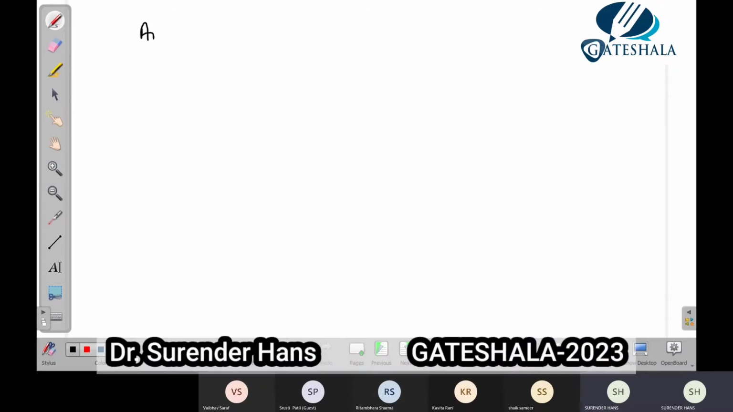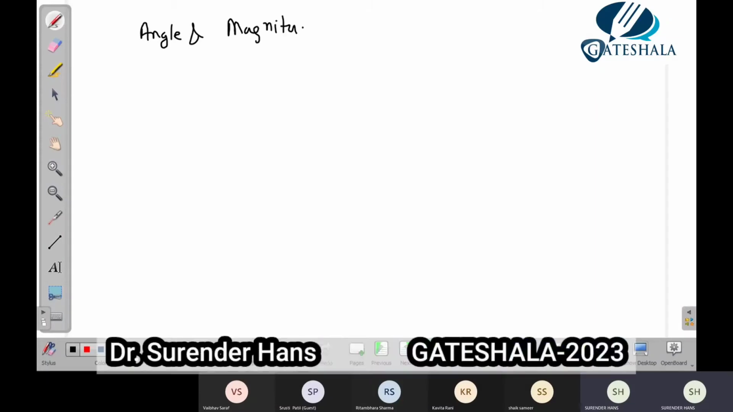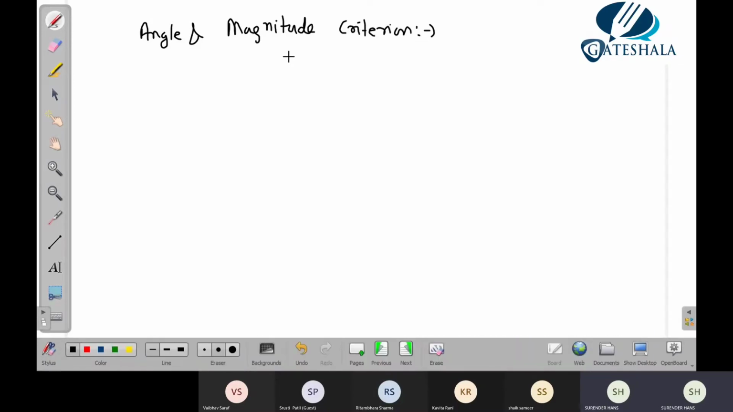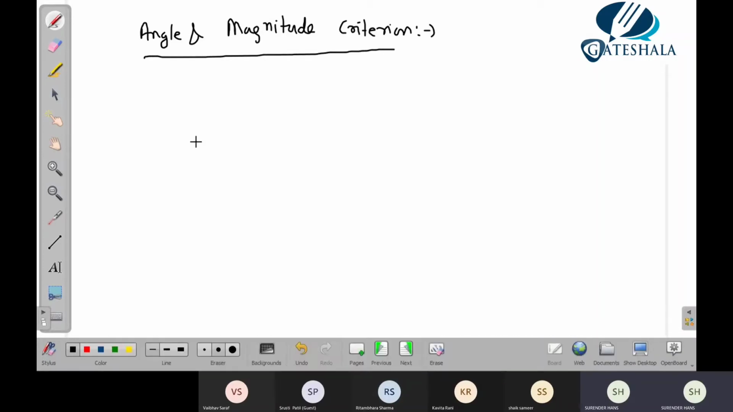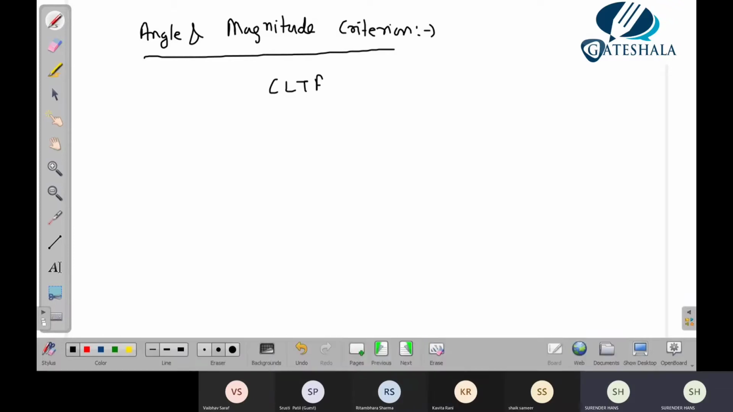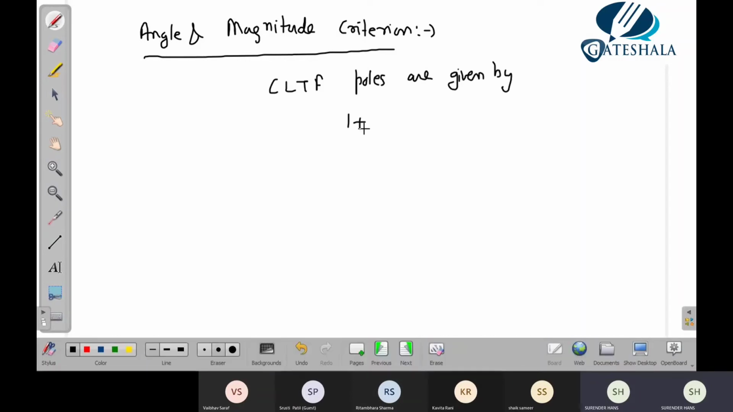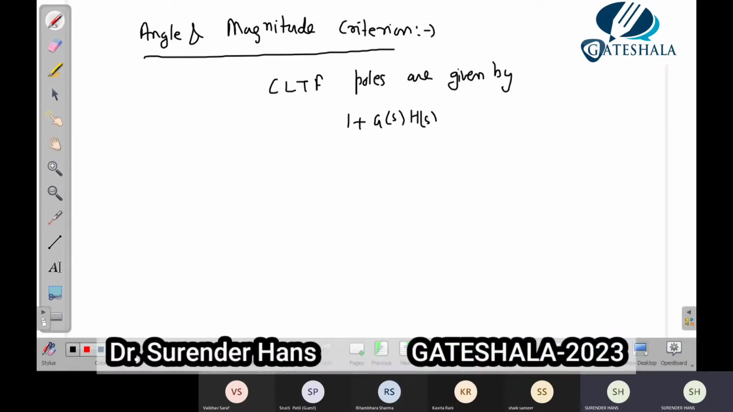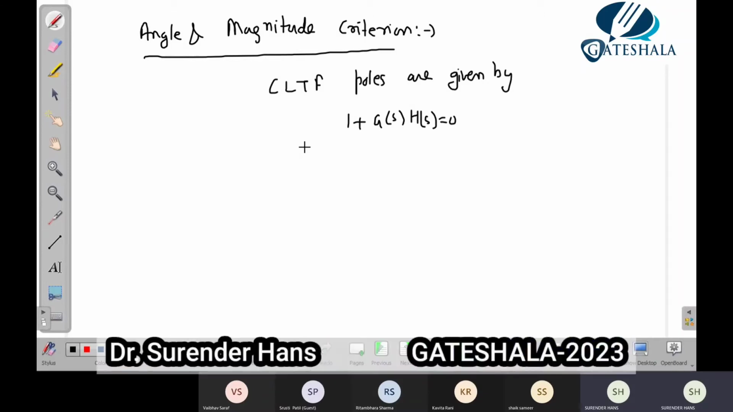These are very important points: angle and magnitude criteria. Now see. The poles of the closed loop transfer function are given by 1 plus G(s)H(s) equal to 0. Correct? So this gives the poles of the closed loop transfer function: 1 plus G(s)H(s) equal to 0.